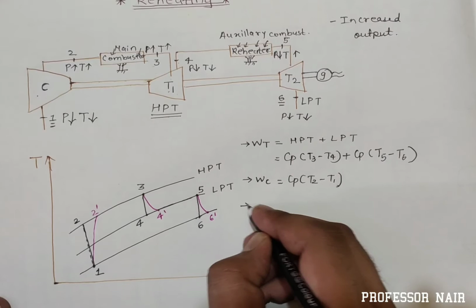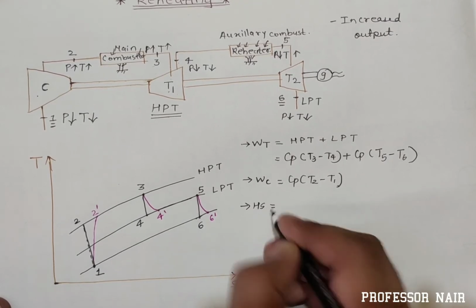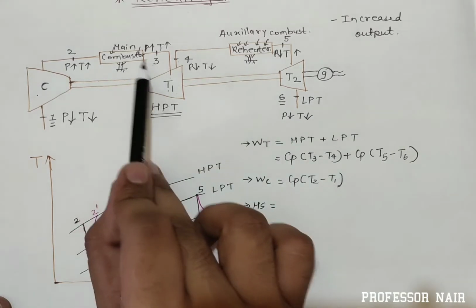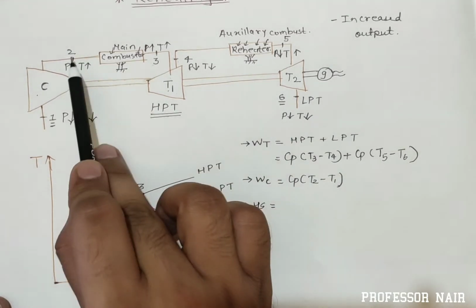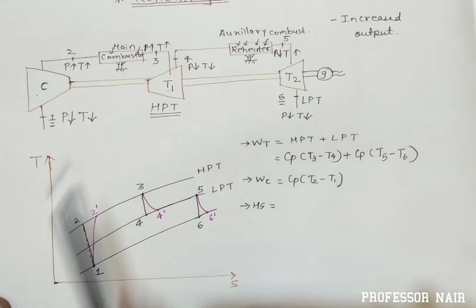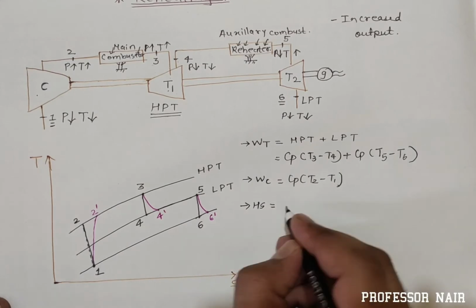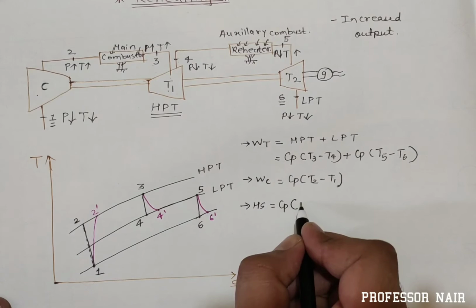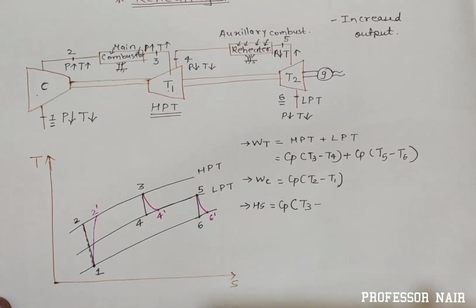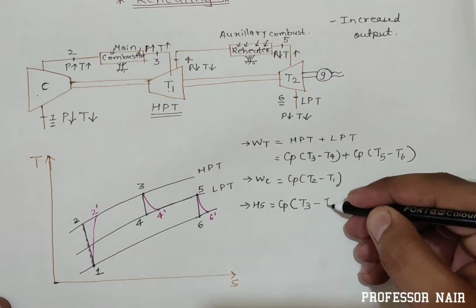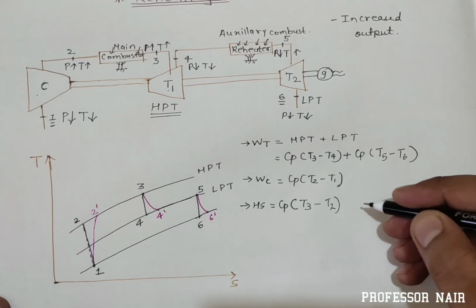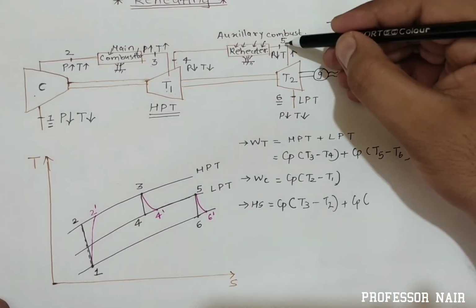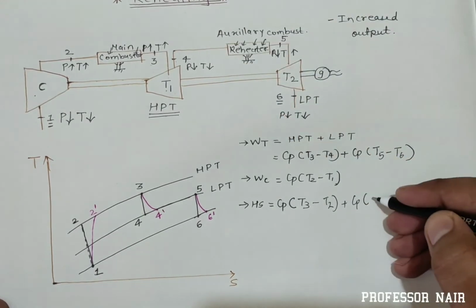Heat supplied. This is important here, students. So here two combustion processes are taking place, right? Okay. So the first combustor will have 3-2, the second will have 5-4. So I will write here Cp, first combustor is what? 3 minus 2, T3 minus T2, plus Cp (T5 minus T4).